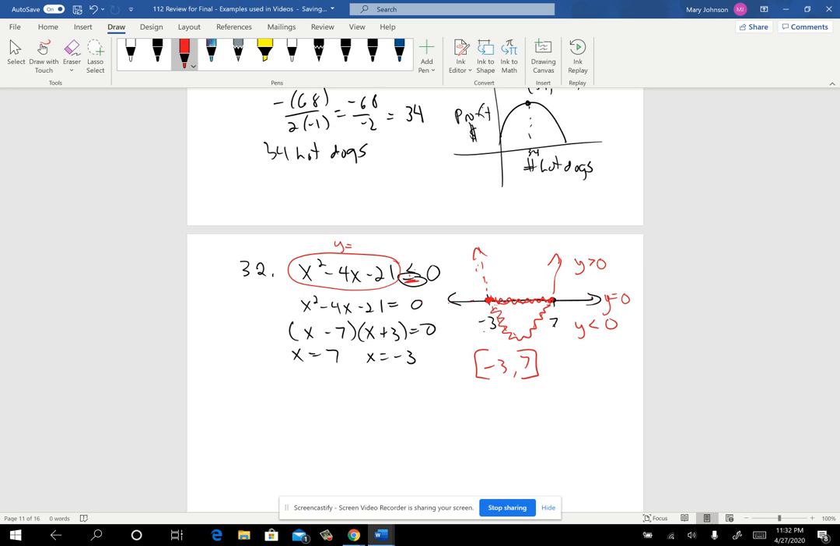If it had been greater than, my answer would have been from -infinity to -3, and then from 7 on. It would have been the outside region. You also can do test values: plug in a 0, plug in a -4, plug in an 8, see which work, and you'd find out for this question the ones that work are in the middle. Okay, so that's the answer to number 32.